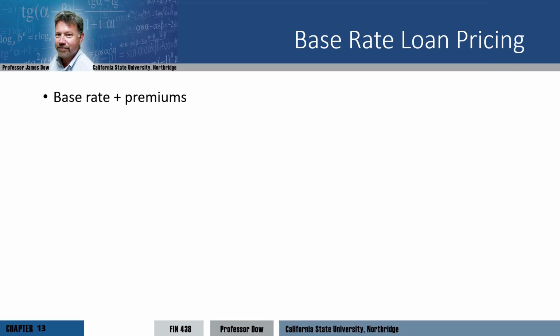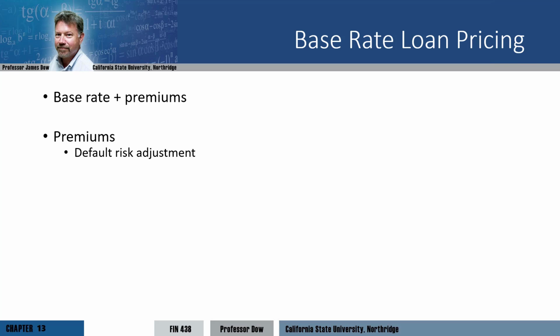A common way to approach loan pricing is to start with the base rate for the best borrowers and add various premiums to that. For a base rate, banks often use a prime rate or a short-term market rate, such as the Fed funds rate, the Treasury bill rate, or LIBOR. To the base rate, various adjustments or premiums are added.